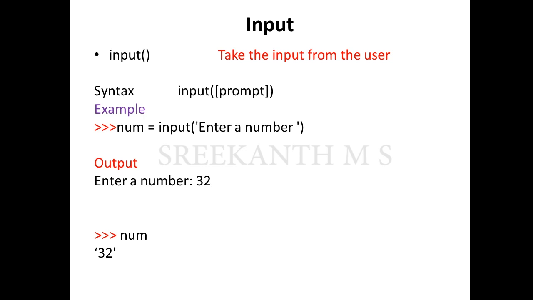This is an example for the Python input. In the command prompt or Python interpreter prompt, there is a variable num, which is equal to input, and in single quotes we typed 'enter a number'. When we enter a number, the output we can see on the screen itself. The number we gave is displayed on the screen. And in the command prompt, since the value is a string, this 32 is represented as a string in Python.